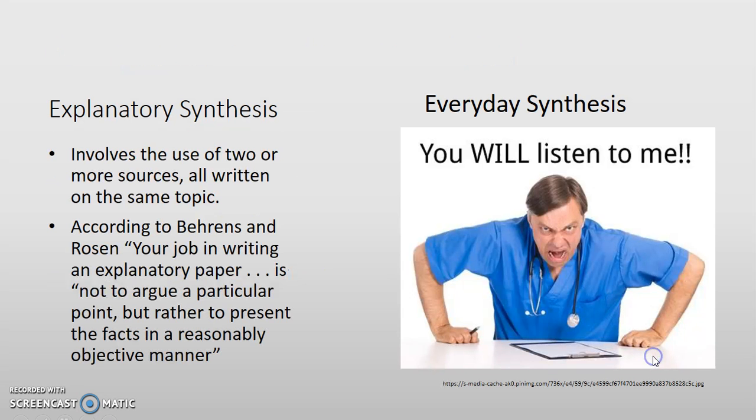So let's look at some examples. This one is interesting. A doctor saying, you listen to me. So it involves the use of two or more sources, all written on the same topic. According to Barron and Rawson, your job in writing an explanatory paper is not to argue a particular point, but rather to present the facts in a reasonably objective manner, rather than very biased.